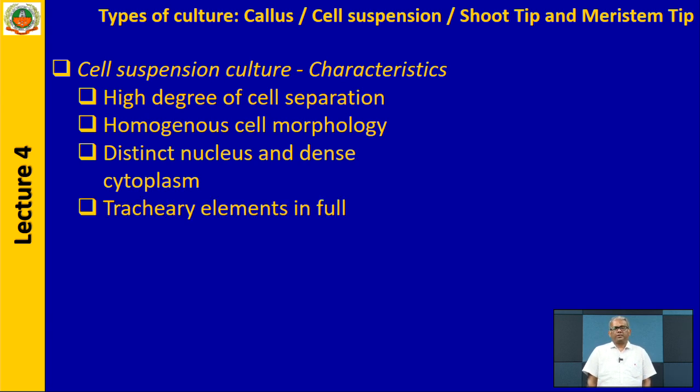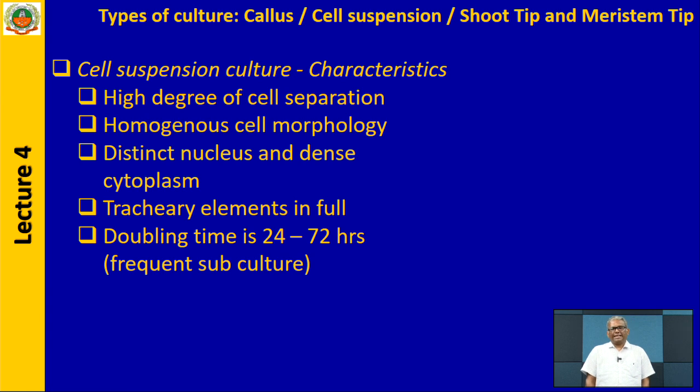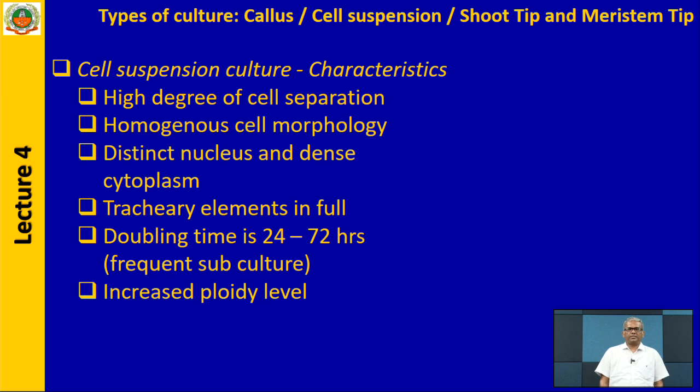The tracheary elements are well developed. Tracheary elements are nothing but the water conducting elements that are present in these cells. Each cell takes about 24 to 72 hours to divide into 2. So, depending on the doubling time, the frequency of subculture is going to vary. We can also witness enhancement of the ploidy level in the cells that are in cell suspension. So, these are the characteristics of a cell suspension culture.